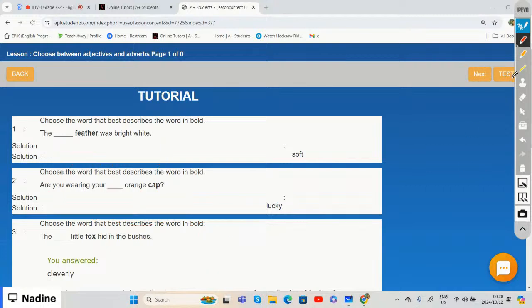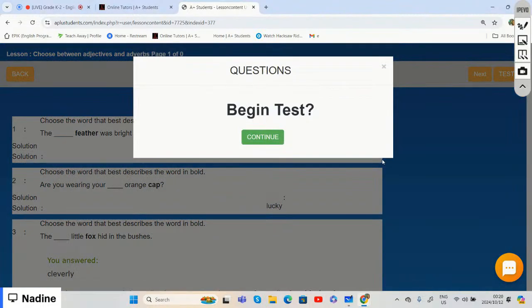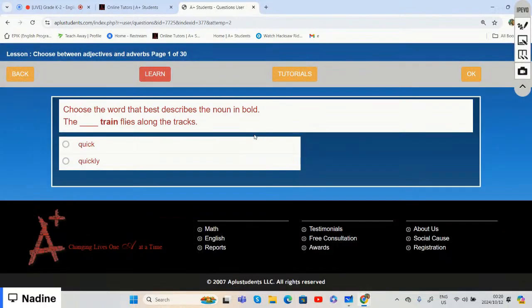Now we're going to our test. Oopsie. Where we're going to choose between adjectives and adverbs. We're choosing now between adjectives and adverbs. Do we say the quick train flies along the tracks? Or do we say the quickly train flies along the track? Option one or option two?